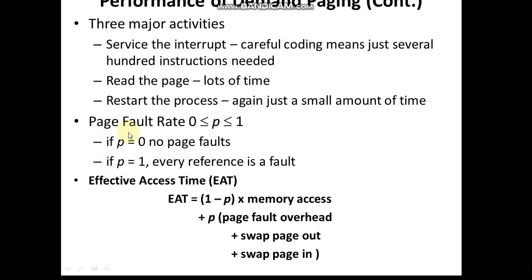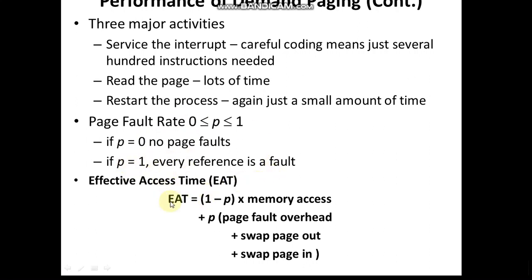That is, your user or a particular program's ongoing process has requested a page and that is not available in the main memory. That we call a page fault. The page fault rate is the number of times a page fault happens in a particular unit of time. It usually lies between 0 and 1. P equal to 0 means no page fault happened, the page is already there in the memory. P equal to 1 means for every reference there is a page fault.